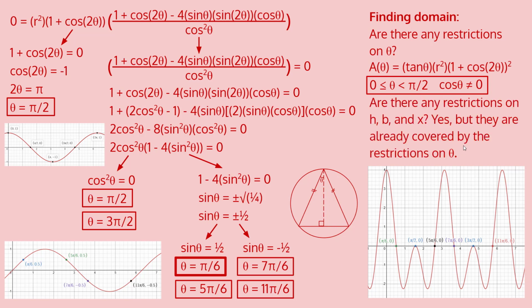And now let's think, are there restrictions on other variables? Remember that we had the height, the base, and that little line representing x. Yes, it's true, these values, for example, cannot be negative. But any restrictions on them are already covered by these restrictions on theta, because this is such a narrow restriction. If you imagine subbing in any value of theta between these values into the equations with h, b, and x, you would not be outputting negative values. So everything's okay with these restrictions here.